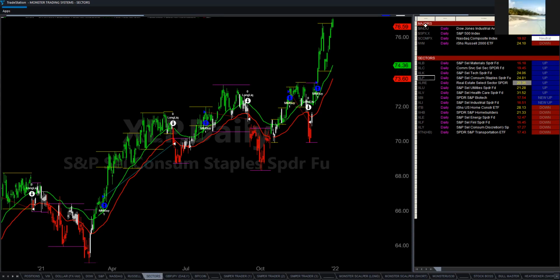So we should be writing down these sectors. Healthcare is number 1, technology is number 2, consumer staples number 3. Those are the sectors you should be in, so you need to find stocks within those sectors.